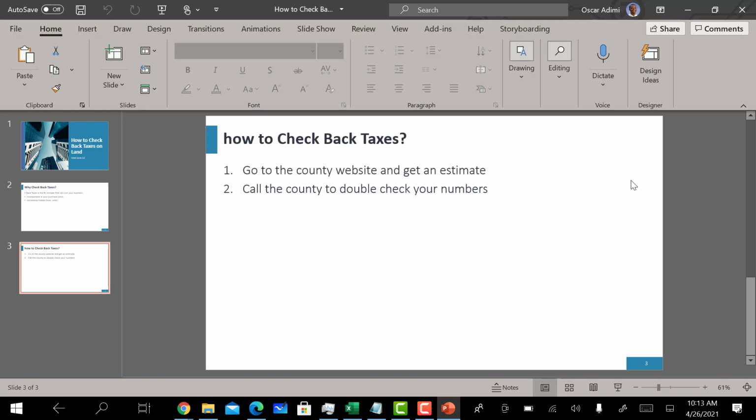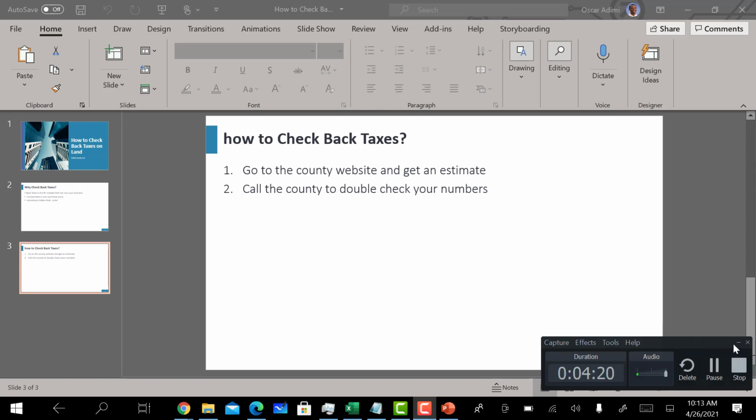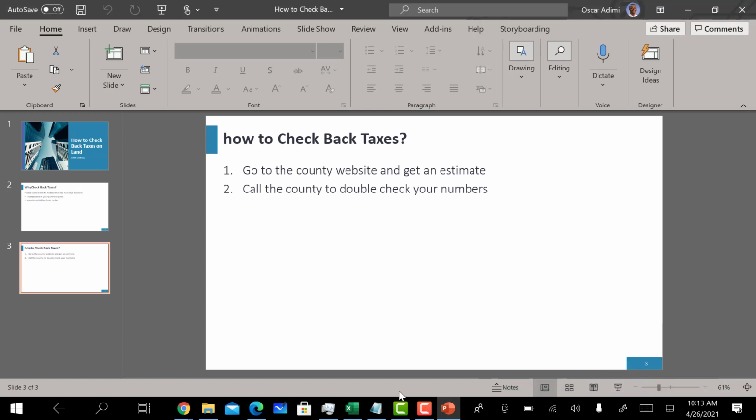The second way is to call the county directly and have the APN number. The APN is called the assessor parcel number. You give it to them and tell them, hey, how much back taxes is owed on the property? How much needs to be paid?